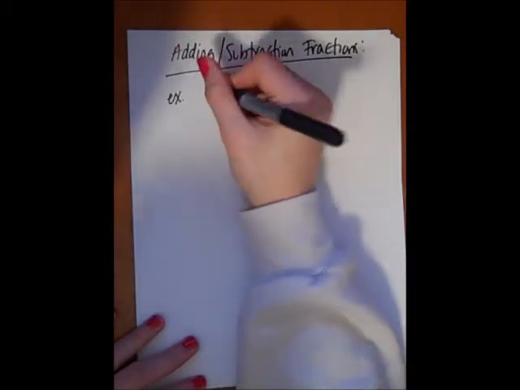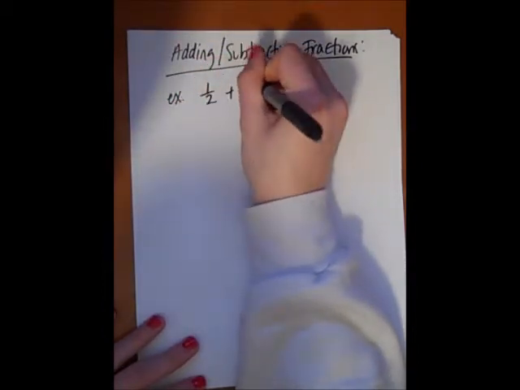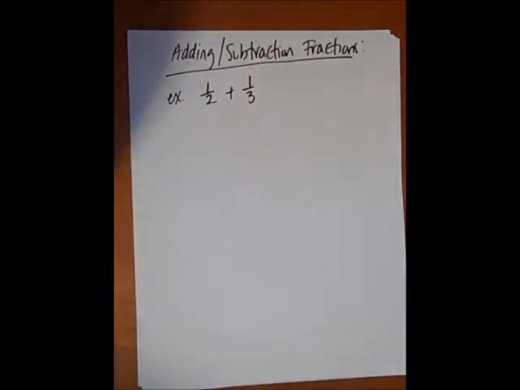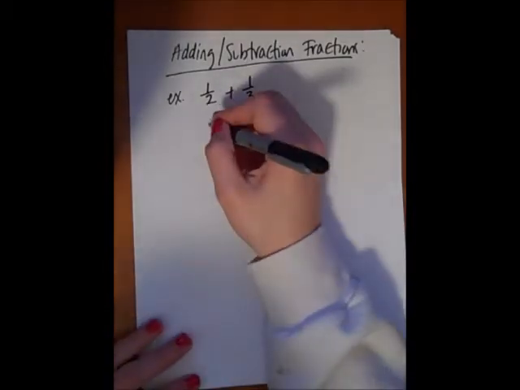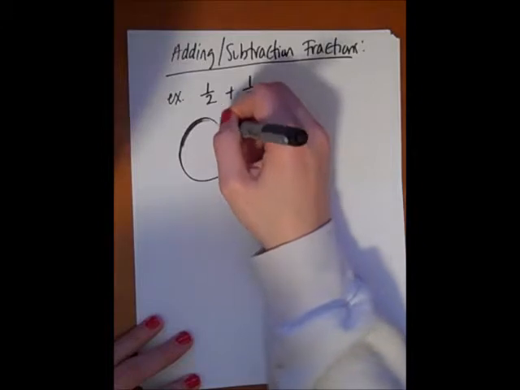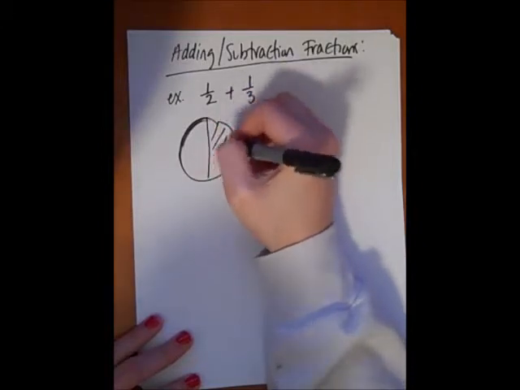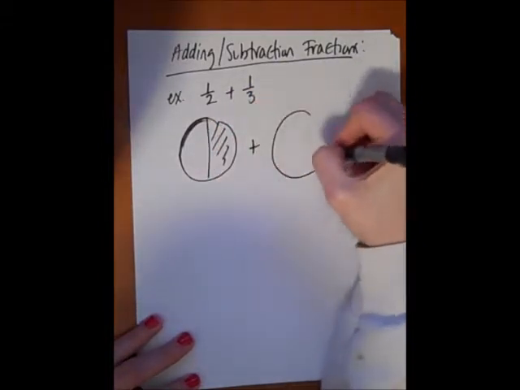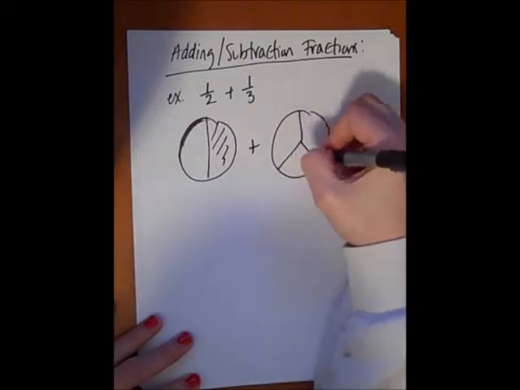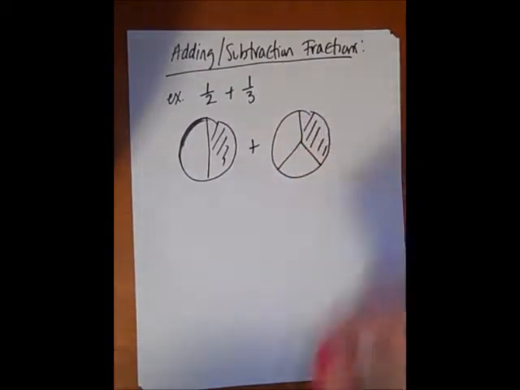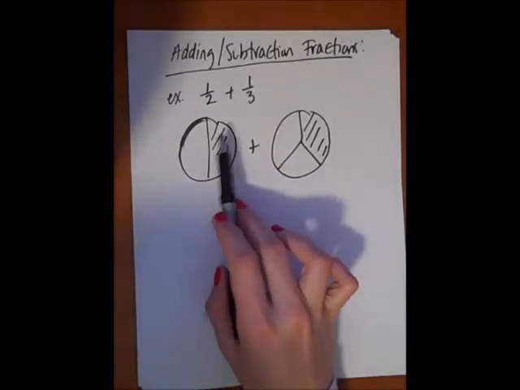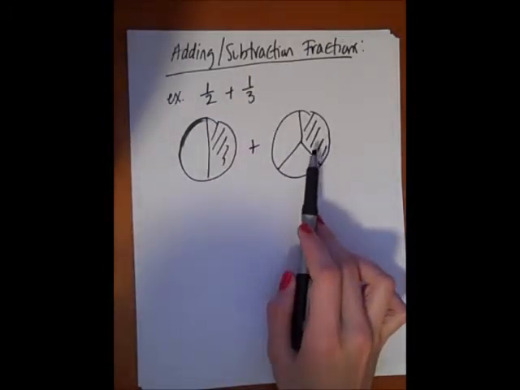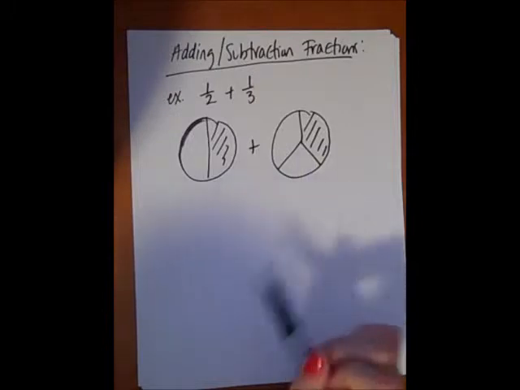So for example, let's say I'm trying to do 1/2 plus 1/3. Well, let's think of a pizza. What am I actually trying to do? So I have a pizza. Here's 1/2 of it. I'm trying to put that together with 1/3. The issue is the bottom numbers, the 2 and the 3, aren't the same. So I need to find some common denominator.